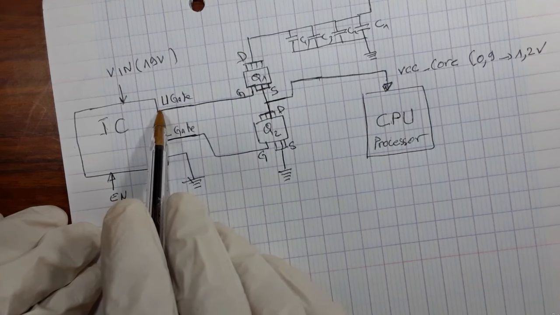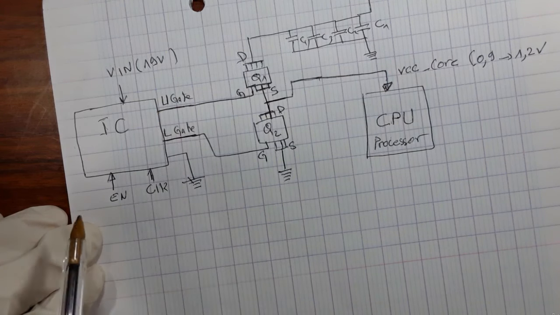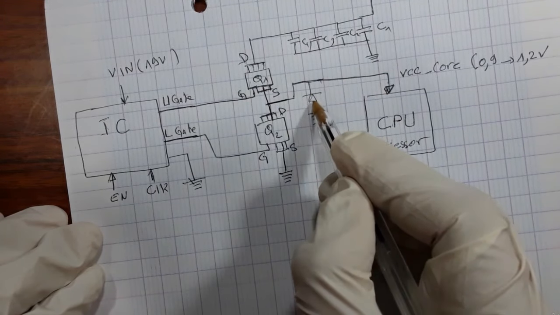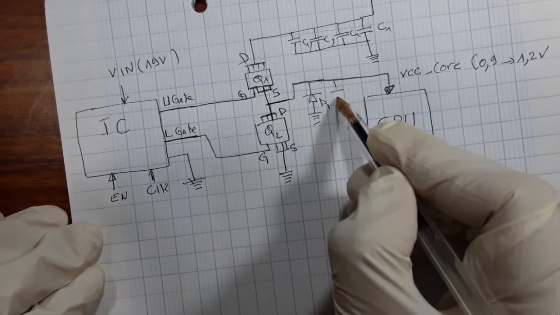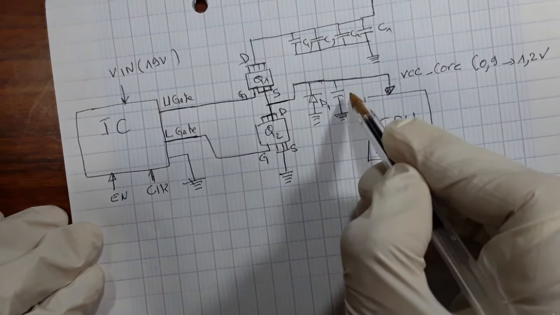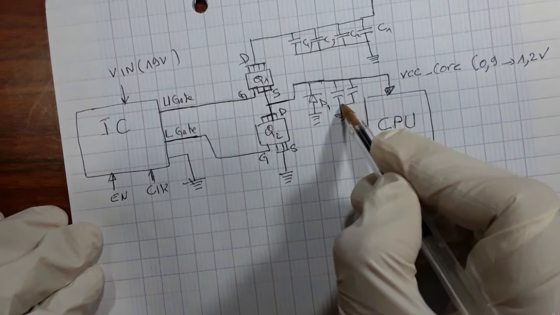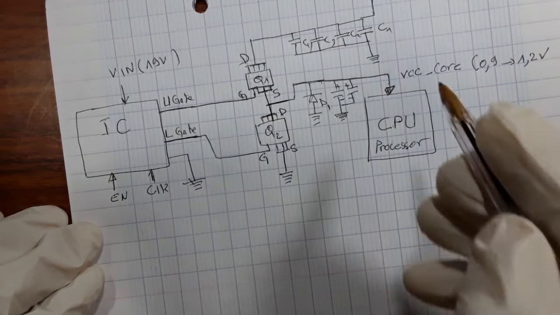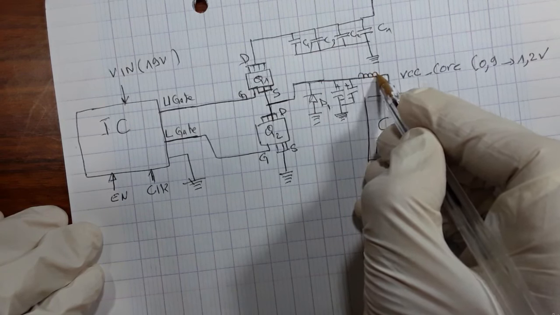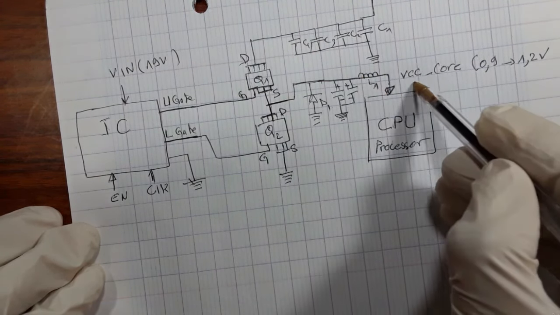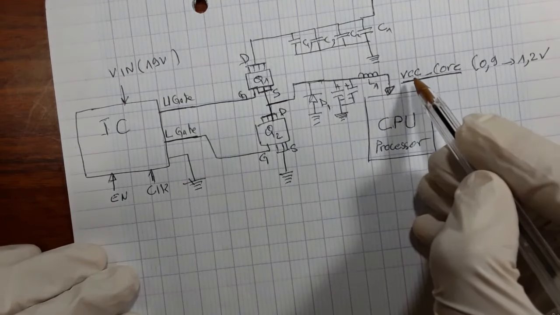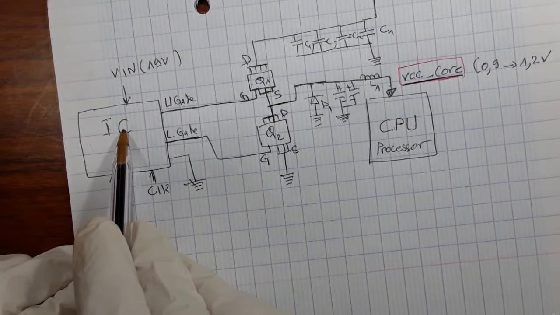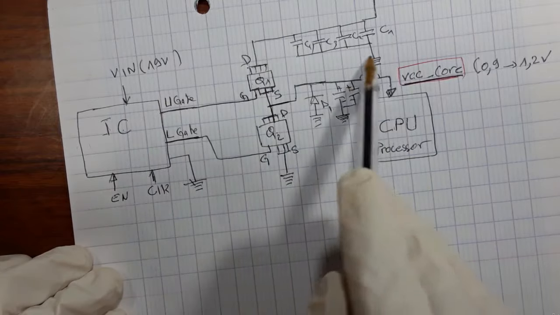After the generation of the upper gate and low gate, normally we should have some diodes, just for protection. This is a diode D1, and here capacitors, plus and minus. This is a chemical capacitor and this is a PF capacitor. Normally here we should have a coil L1 to generate this VCC core. So in order to generate this VCC core, we need an IC, an integrated circuit, and two MOSFETs. This is just one channel.